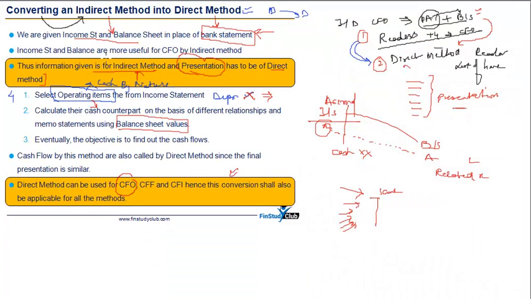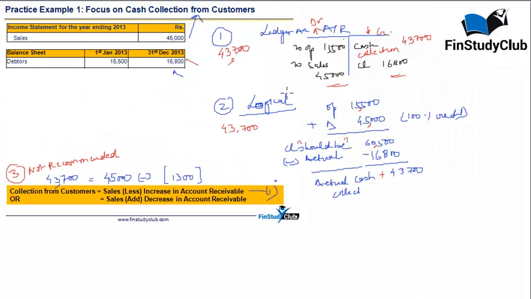Let me go back to the initial thing where I had said that to calculate cash flow by the direct method, all I need is an income statement and a balance sheet, from where I will pick out the operational items by cash, and try and calculate their cash counterpart on the basis of different relationships in the balance sheet. And that's exactly what I've been trying to do here.